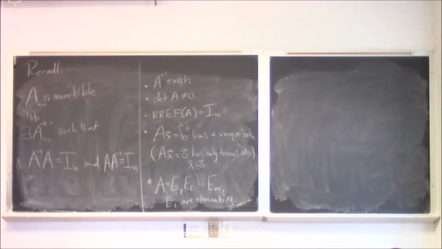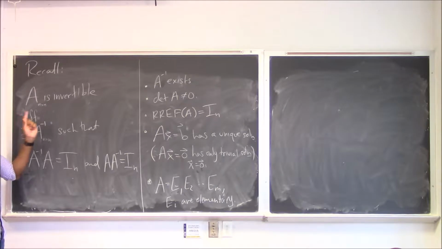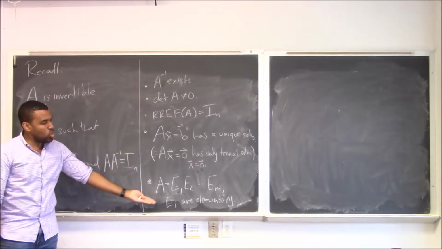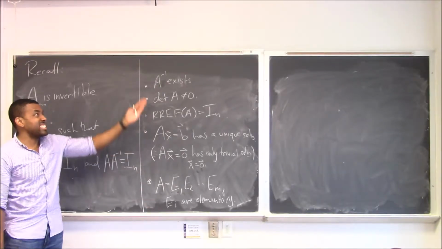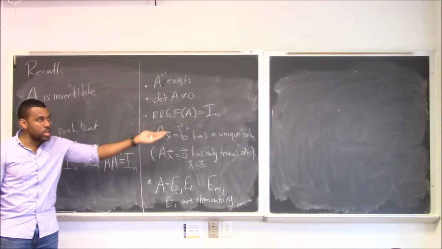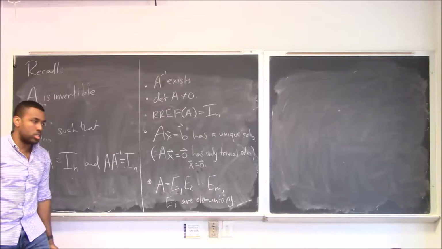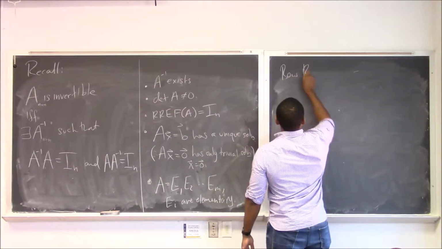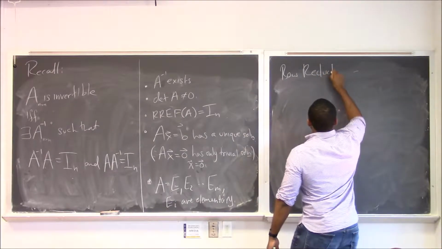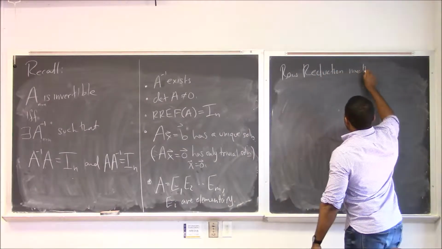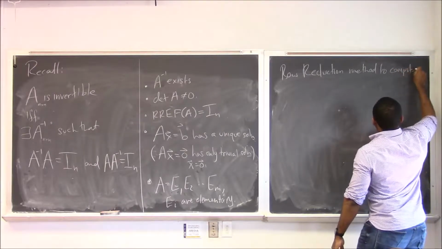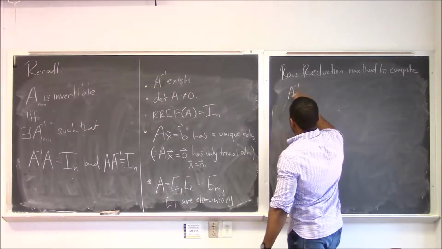So yeah, these are some things we spoke about. We also spoke about a way to compute the inverse. So we know what the inverse means. We know things that are equivalent to finding an inverse, but how to actually compute an inverse. So if I give you a matrix, how do we find the inverse? We spoke about that. There was a row reduction method to compute A inverse. And what was that? What did we do?